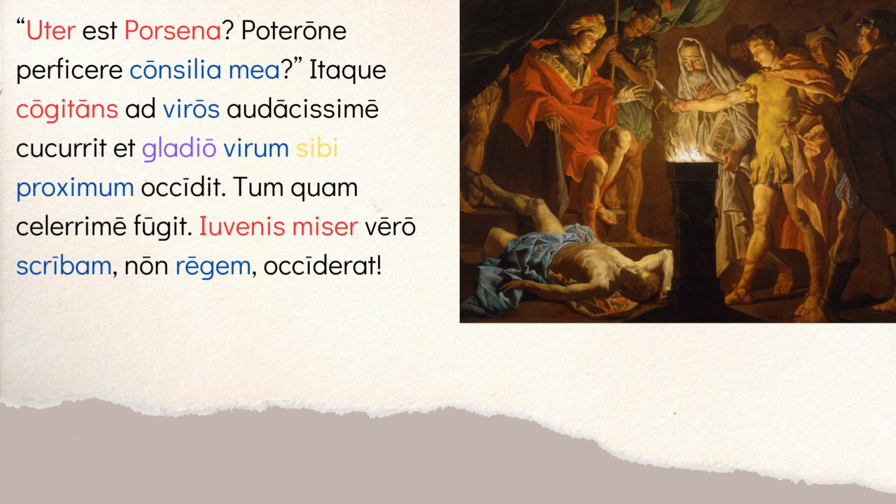Then you have Juvenus miser, vero scribam non regam aucidera. So the poor young man, right, Juvenus miser, the miserable young man, or the wretched young man, meaning Mucius, he occiderat, he had killed, it's perfect tense, he had killed the scribum, the scribe, non regem, not the king. So truly he had killed the scribe, not the king.